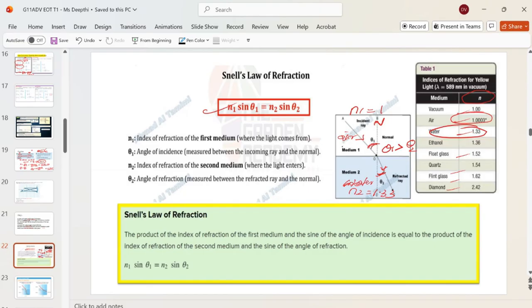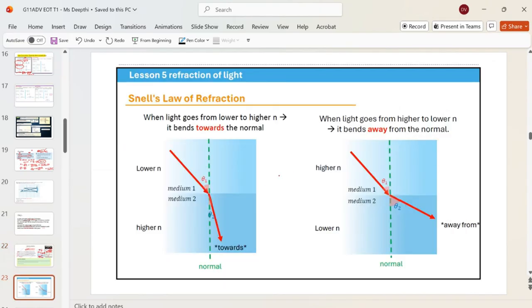So then Snell is a scientist who found that when you multiply n1 and the sine of the angle of incidence, that is equal to n2 multiplied by the sine of theta 2. So hope you know the value of what each letter means in the equation. Theta 1 is the angle of incidence, theta 2 is the angle of refraction. Okay, so we will solve problems with this. But also you should know how to draw this picture and understand it.